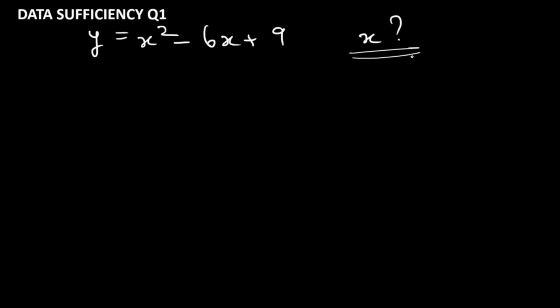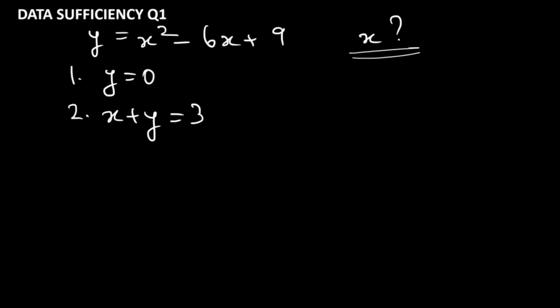Let's get started. Now, in the first data sufficiency question, it's given that y is equal to x square minus 6x plus 9, and we are asked whether we can find the value of x. Remember, you actually don't need to find the value of x. You just need to know whether the given information is sufficient to find the value of x. Statement 1 says that y is equal to 0 and statement 2 says that x plus y is equal to 3. Now, let's check whether statement 1 alone is sufficient.